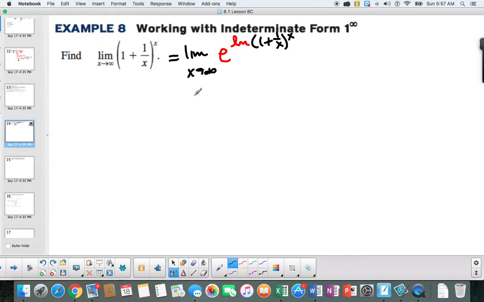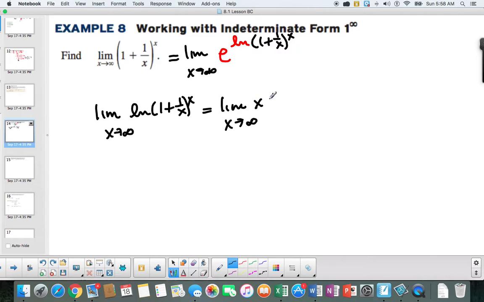So I'm going to concentrate my efforts on finding the limit of this expression right here. I want to find the limit as x approaches infinity of this exponent, natural log of 1 plus 1 over x to the x power. Now, one of the properties of the natural log is I can bring this exponent out as a coefficient.